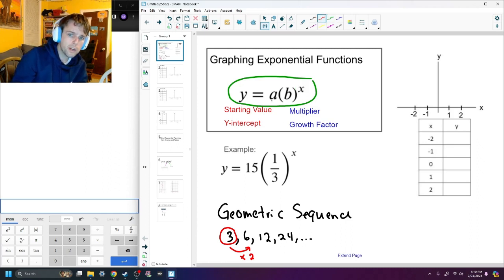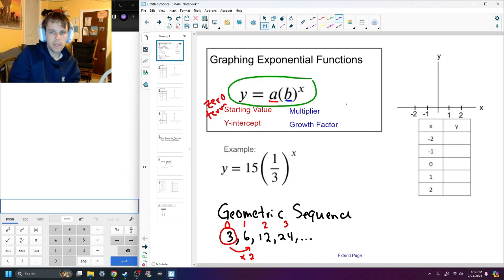The two numbers that are going to be changing here are going to be this a value, which we call the starting value, or y-intercept, or another thing we sometimes will call it is the zero term. That's more related to our geometric sequence terminology, right? The zero term of our sequence, we call this term 0, term 1, term 2, term 3, and so on. And then b, that's going to be called the multiplier or growth factor. And we'll see how that works. That is more analogous to this here, right? Multiplying how we move from one term to the next of a sequence.